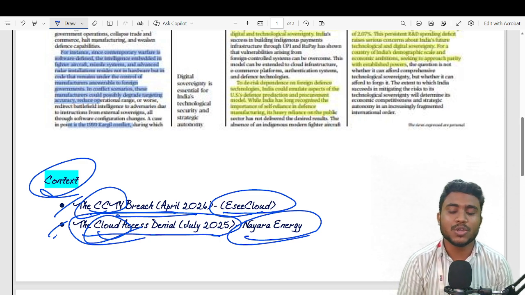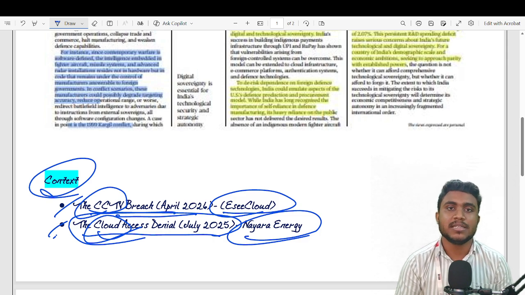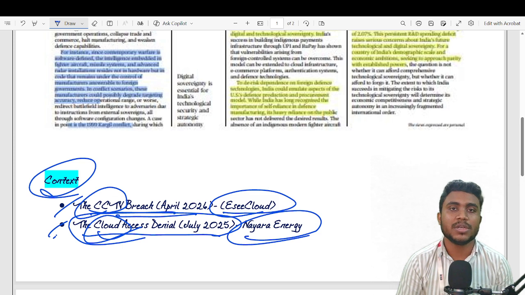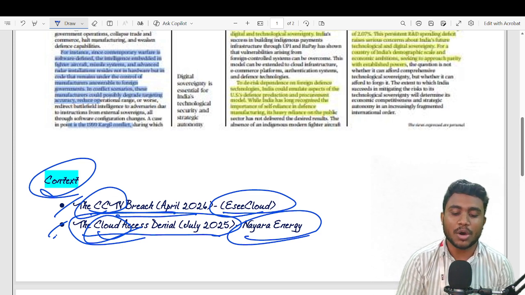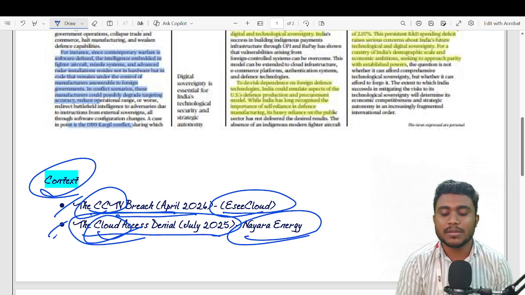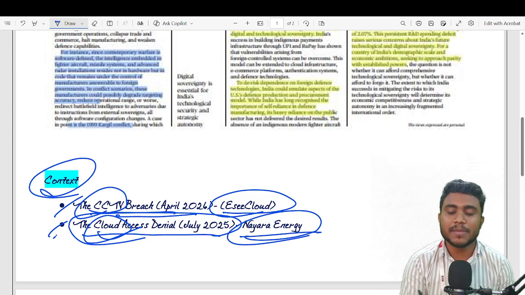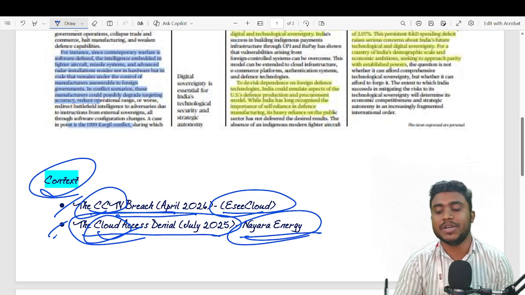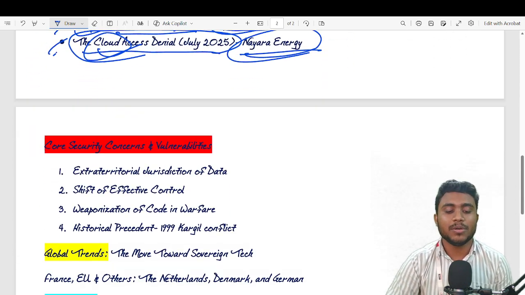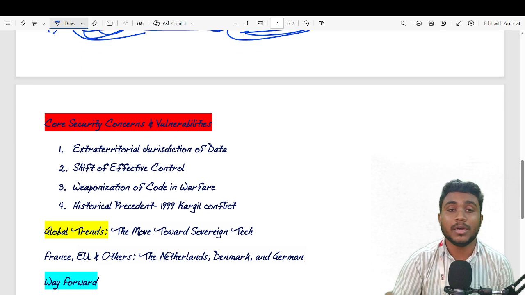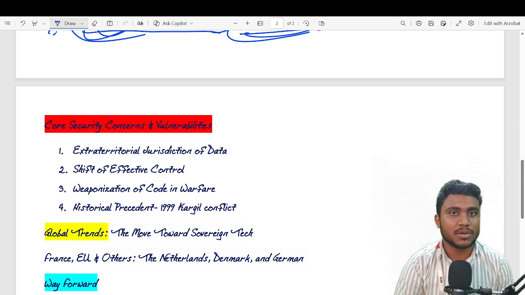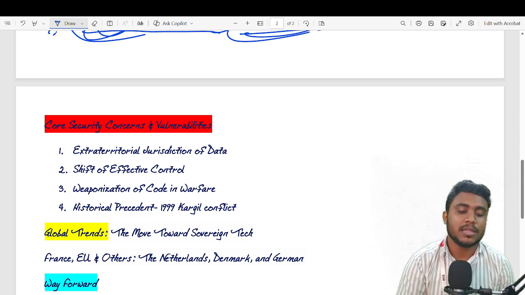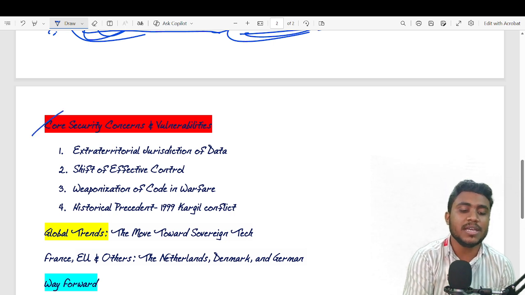What is cloud access? All the data services like Microsoft Sheets and Outlook were denied by Microsoft, and this is a wake-up call for India that we need digital sovereignty. Okay, we understand the issues. Now we understand the examples of what is happening around. Then we know the issues.